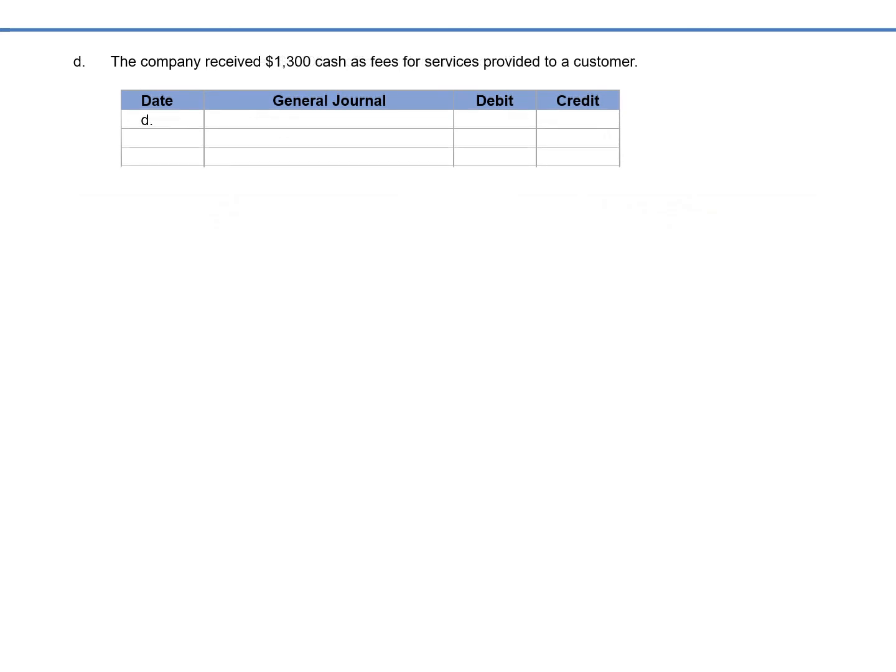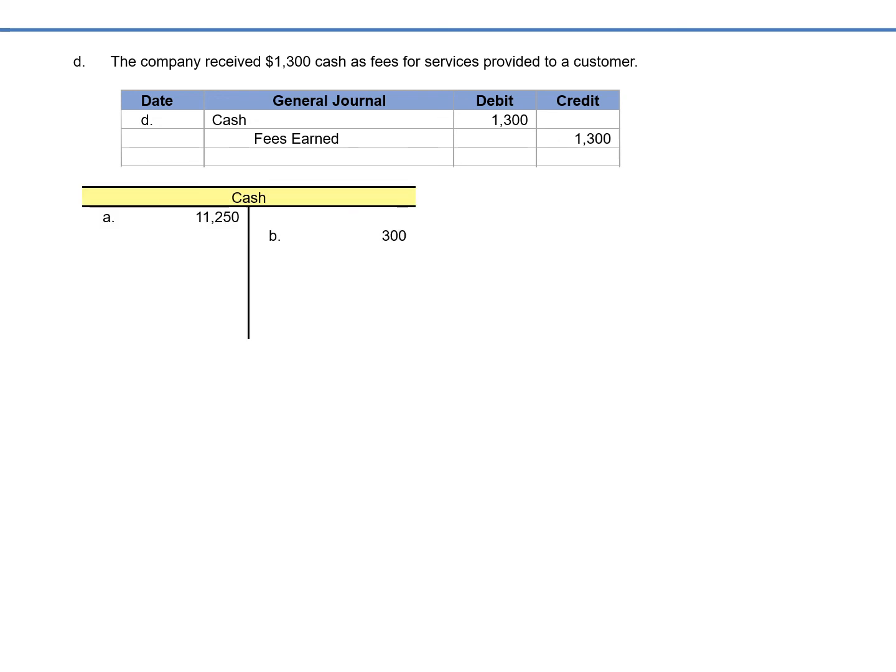In transaction D, the company received $1,300 cash as fees for services provided to a customer. And so our cash account is being affected, and our fees earned, our revenue account, is also being affected. Cash is going up and revenue is also going up. So in order to increase our cash account, we debit. In order to increase our fees earned, or our revenue account, we credit. And we post our transactions to our T accounts. Debits get posted to the left side. Credits get posted to the right side.